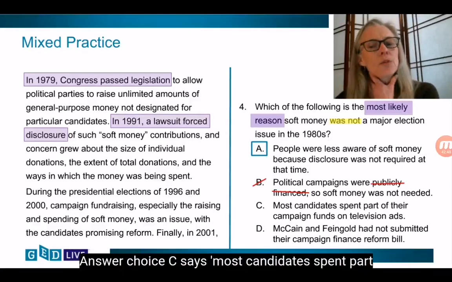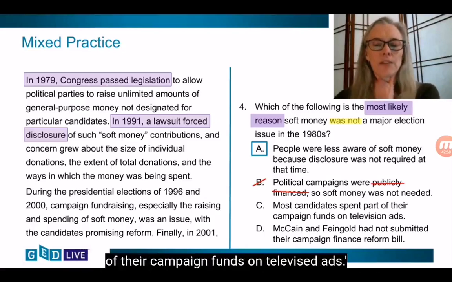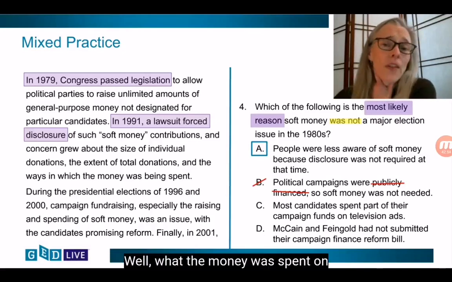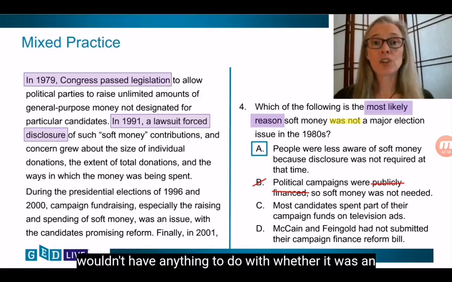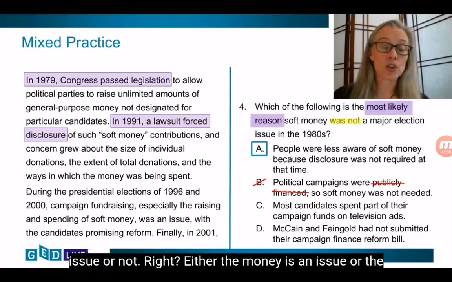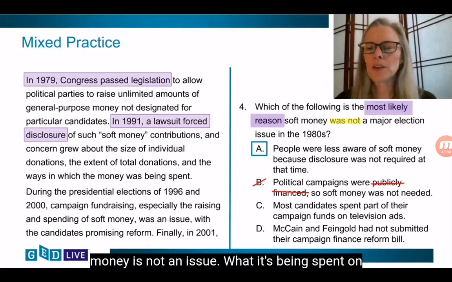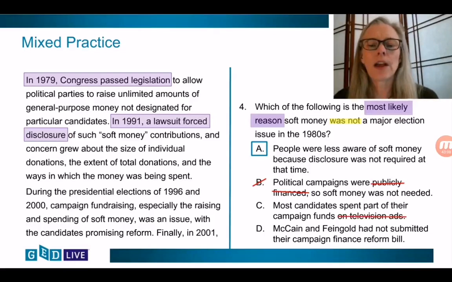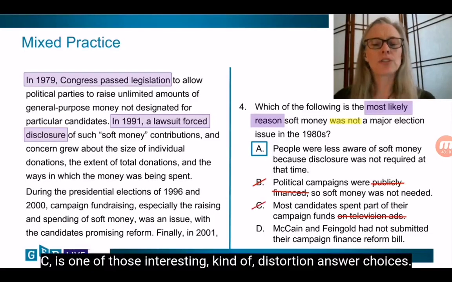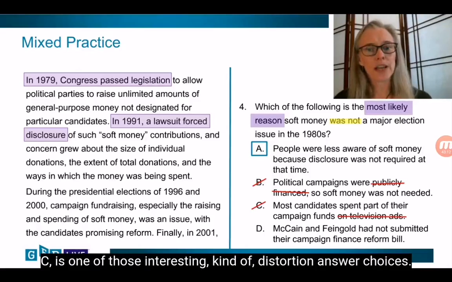Answer choice C says most candidates spent part of their campaign funds on televised ads. Well, what the money was spent on wouldn't have anything to do with whether it was an issue or not. Right? Either the money's an issue or the money's not an issue. What it's being spent on isn't really relevant. And C is one of those interesting distortion answer choices.